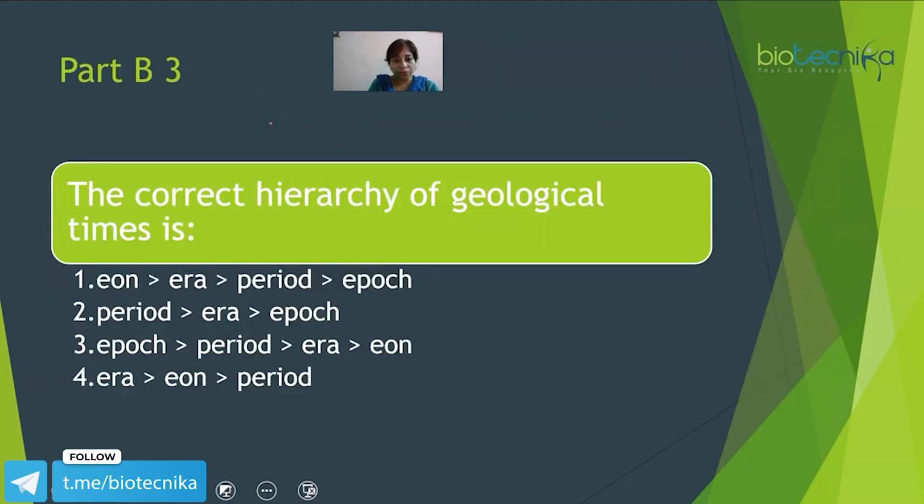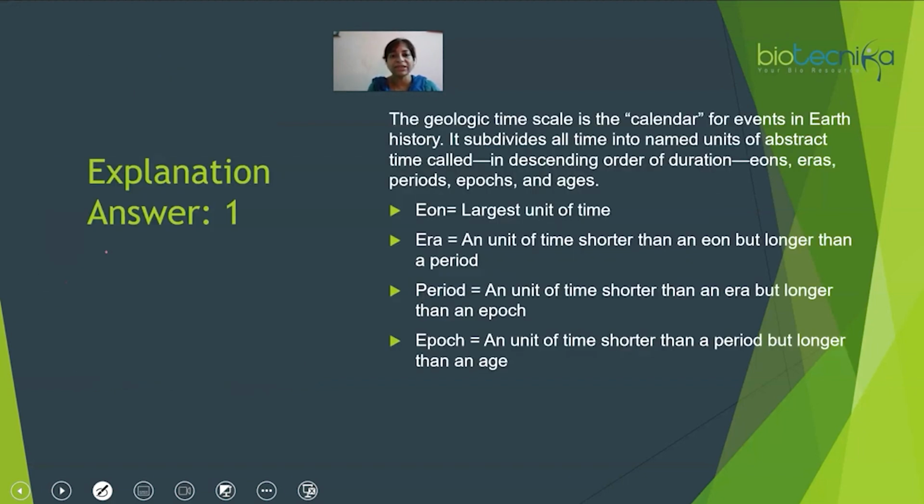Now, next question, one more question from the geological time scale: the correct hierarchy of geological times. Now, this is very, very simple, very basic. Even if you don't remember the geological time scales and the important events, you will still be able to answer this question. It's that easy, right? So, eon, era, period, epoch. Okay, so out of all these 4 options, option 1 is the correct sequence in which the scales are arranged.